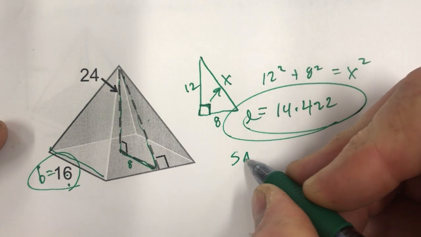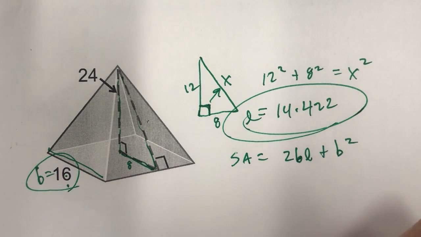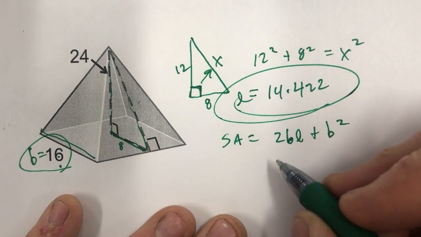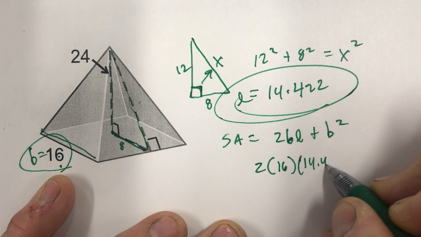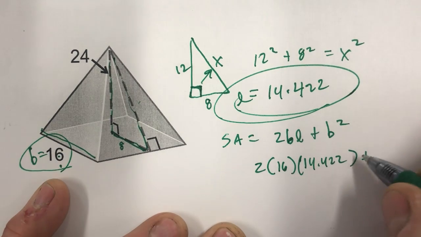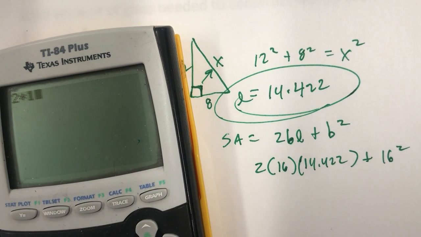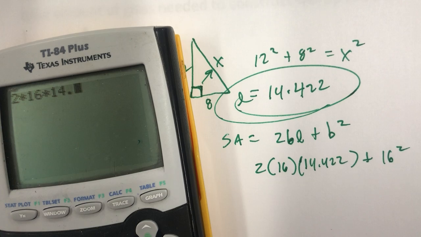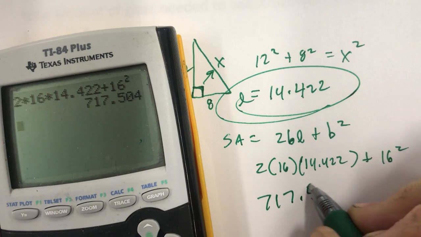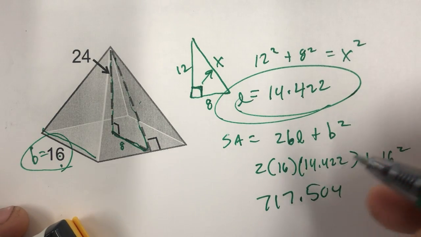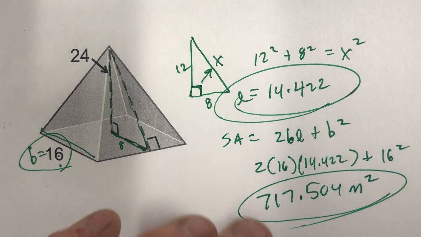Here's the formula again. Surface area is 2BL plus B squared. All right, so my surface area is going to be 2 times my B, which is 16, times my L, which is that right there, 14.422, plus my B again, 16 squared. Okay. 2 times 16 times 14.422 plus 16 squared. And here we go, 717.504. And let's just say it's meters squared.